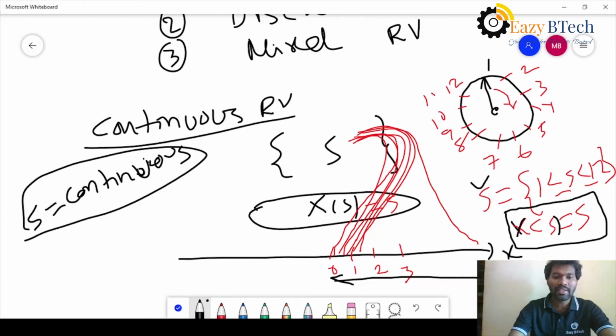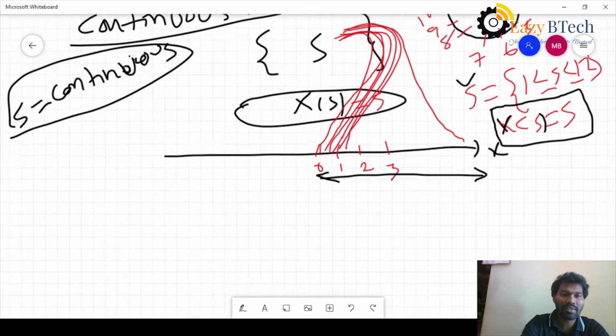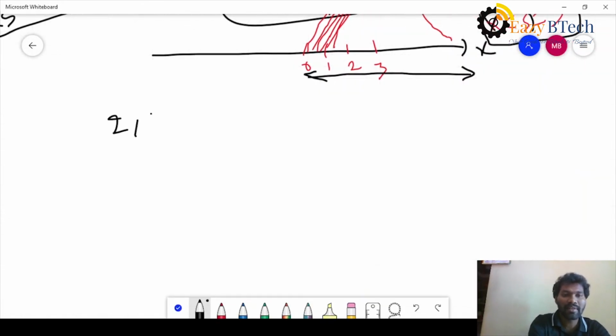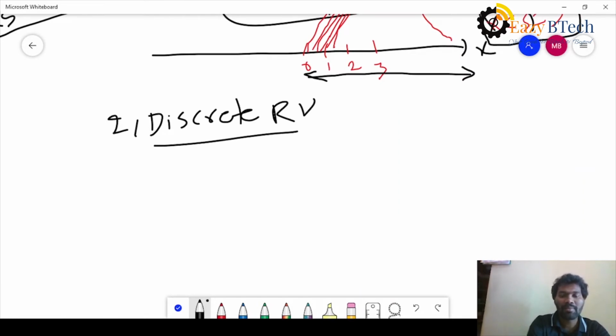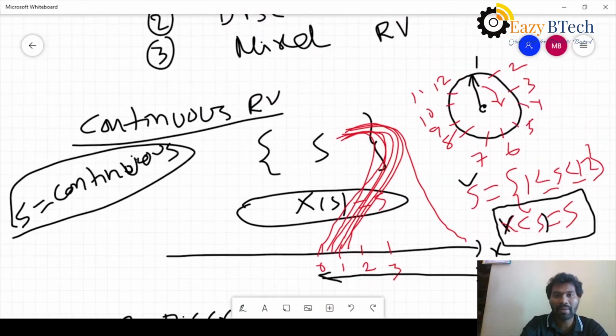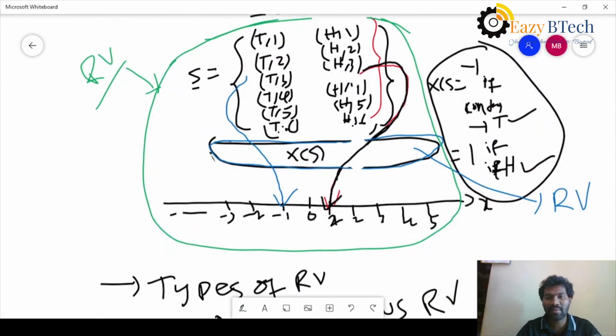The second one is the discrete random variable. We have already seen an example of a discrete random variable, but I am going to explain it again. This is the exact example of a discrete random variable. The name of the random variable always depends on the number of points on your real axis, which you should remember. If the number of points on the real axis is infinite, then it is called a continuous random variable. If the number of points is finite, then it is called a discrete random variable.